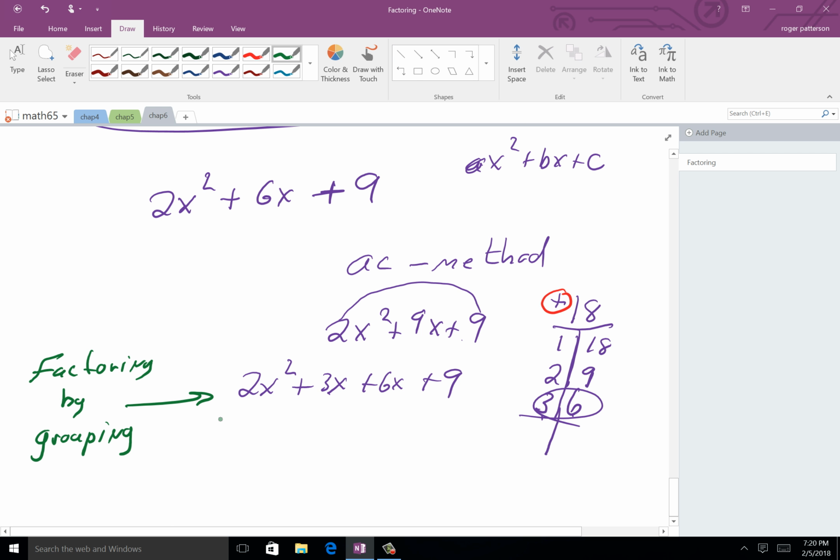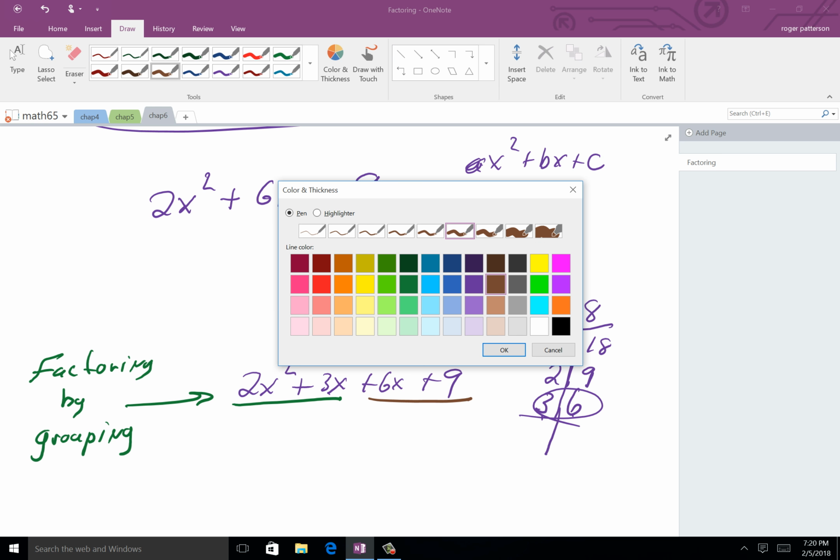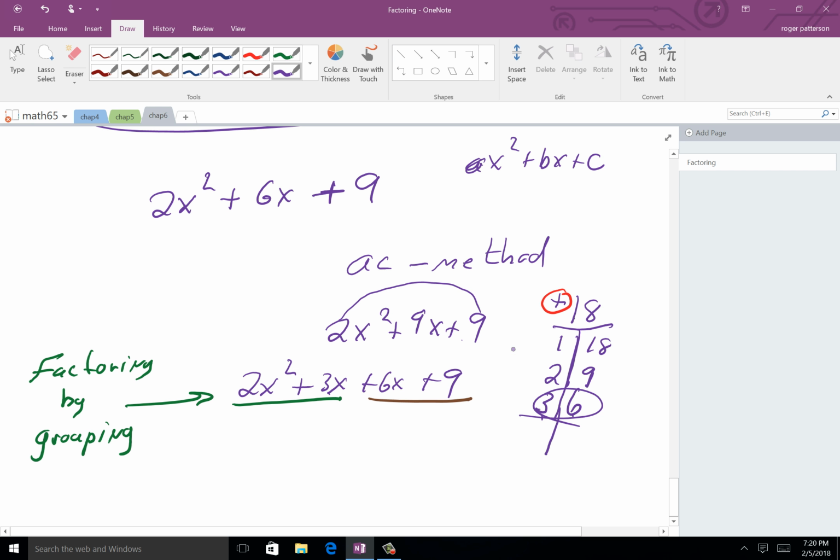Right here. So, we take the first two and we take the last two, and we're grouping them. And now we're going to say to ourselves, what can I take out of the first group, and what can I take out of the second group? So that's what I'm going to do. So I'm going to go here, and I'm going to figure this out. So what can I take out of 2x squared plus 3x? X. So when I take that out, what am I left with?